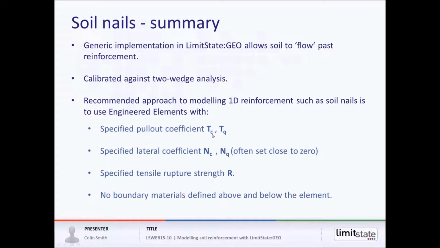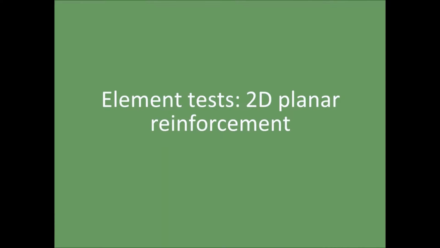It's been calibrated against two-edge analysis, and the recommended approach is to use engineered elements in the software with specified pull-out coefficients, Tc and Tq, depending on whether you've got cohesion or friction. A lateral coefficient, but often set to 0 if you want to follow conventional type modeling. You can specify a rupture strength if required, and we generally would not apply boundary or interface materials above and below the element. Now, I'll clarify what I mean by that by the next case, which is two-dimensional reinforcement.